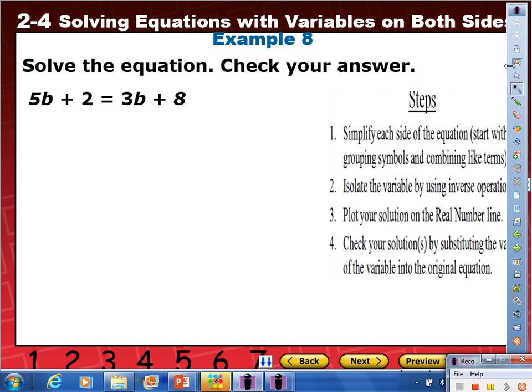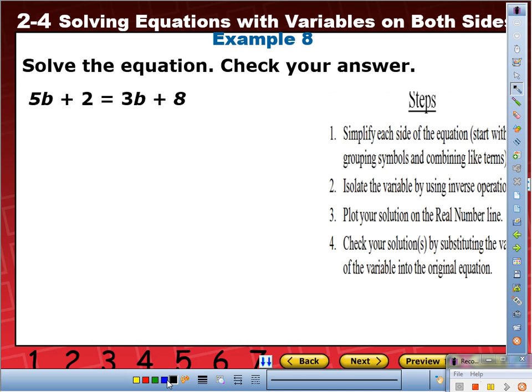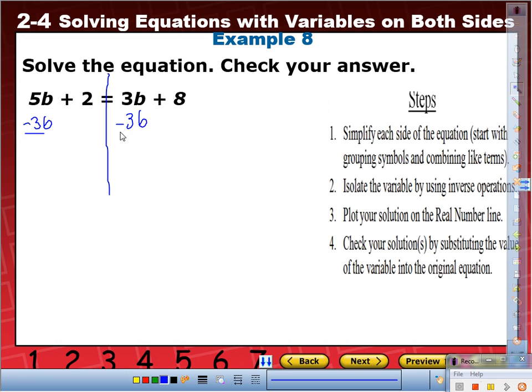First steps first. I'm going to draw my line down the equal sign just to keep organized. Can I simplify this side anymore? No. This side, no. That means I'm going to get all variables to one side. What's the smallest variable? 3b. So therefore, if it's a positive 3b, the inverse is subtract 3b. Subtract 3b. We're left with 2b plus 2 equals 8.